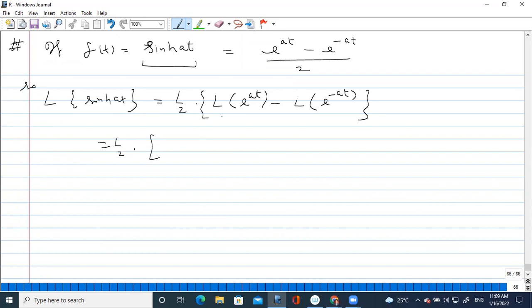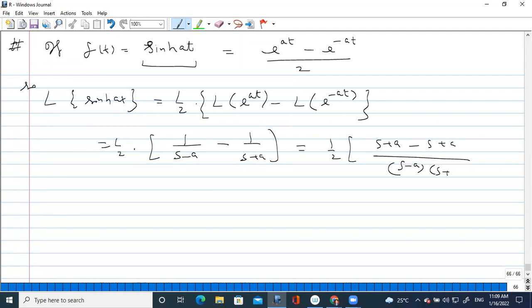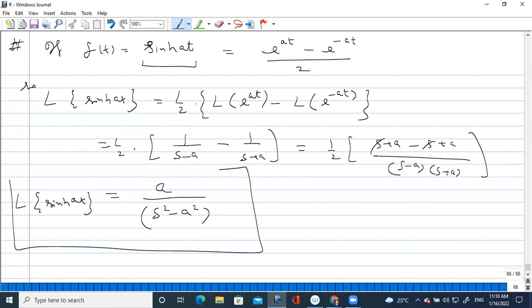So it will be half of, Laplace of e^(at) you can write, that is 1 upon s minus a, minus Laplace of e^(-at), 1 upon s plus a. Now you can take the LCM: (s plus a minus s plus a), divided by (s minus a) into (s plus a). So s to s cancel, 2 to 2 cancel, it will be a by s square minus a square. Remember, this will be the formula.